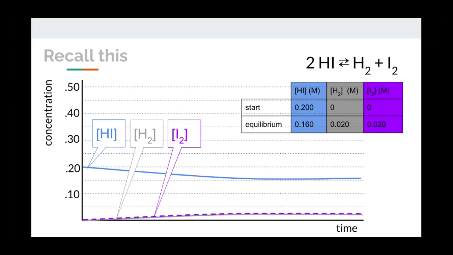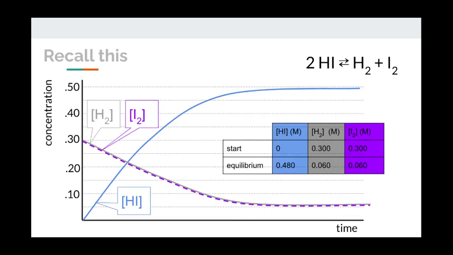So let's go back to this reaction that we had in the previous video. This is HI decomposing to H2 and I2, and it's a reversible reaction. One version of this reaction that was run, you start with all HI, 0.2 moles per liter concentration, and with no H2 and I2. After letting it come to equilibrium, the concentration of HI is 0.16 molar, and the concentrations of H2 and I2 are both 0.02 molar.